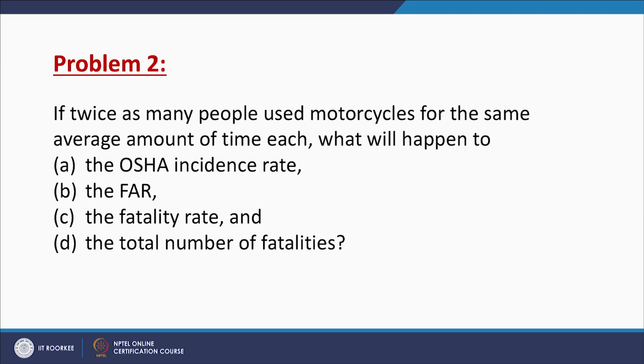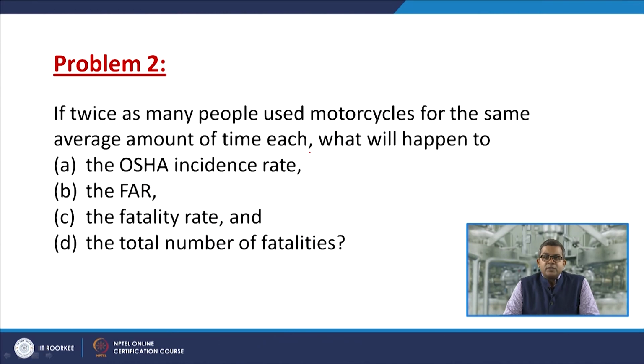Now, let us have another problem. This problem says, if twice as many people used motorcycles for the same average amount of time each, what will happen to number 1, the OSHA incidence rate, number 2, the FAR, number 3, the fatality rate, and number 4, the total number of fatalities? In this particular problem, the OSHA incidence rate will remain the same because the number of injuries and deaths will double, but the total number of hours exposed will double as well.